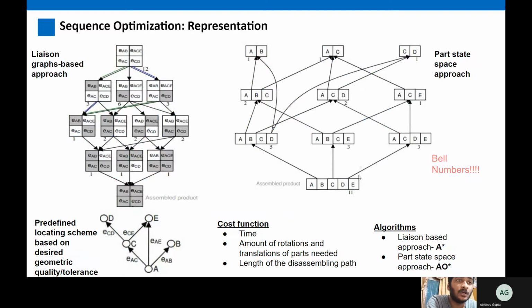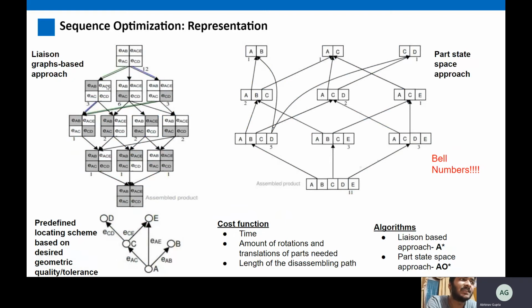Otherwise, we could reach Bell numbers in this state space. Bell numbers are basically the total number of partitions which we can make of any configuration. And they expand exponentially. So the number of ways of partitioning an assembly of A, B, C, D, E could be A plus B plus C plus D plus E, could be A plus B plus C, D, E, could be A, B, C plus D plus E. So there are many ways, but all those ways are restricted by the fact that the designer has already provided us a locating scheme.